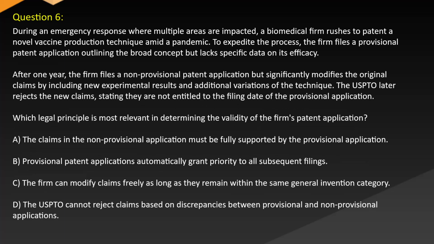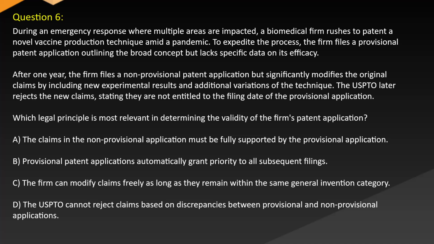Question 6. During an emergency response where multiple areas are impacted, a biomedical firm rushes to patent a novel vaccine production technique amid a pandemic. To expedite the process, the firm files a provisional patent application outlining the broad concept but lacks specific data on its efficacy. After 1 year, the firm files a non-provisional patent application but significantly modifies the original claims by including new experimental results and additional variations of the technique. The USPTO later rejects the new claims, stating they are not entitled to the filing date of the provisional application.